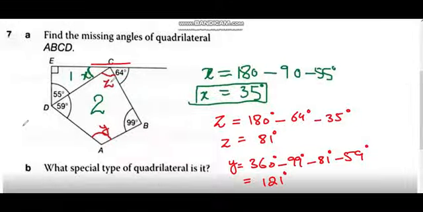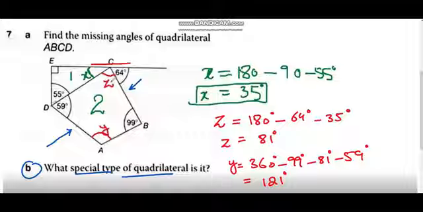Now in the second part, the B part, they want us to name the quadrilateral. What special type of quadrilateral is this? Here the sum of these two angles, Z and 99, is 180, while on the other hand the sum of 59 degrees and Y, which is 121, is also 180. It means that these are two transversals on the parallel lines CD and AB. So in case of one pair of parallel lines in the quadrilateral, it means it is a trapezium, because in a trapezium we have one pair of parallel lines.